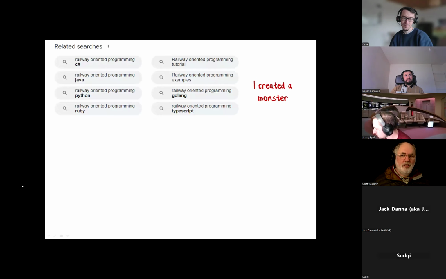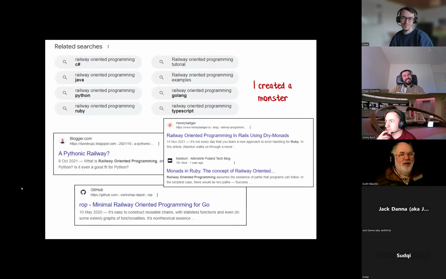The thing is, I didn't realize at the time I was actually creating this monster, because now there's railway programming for Java and C# and Python, Ruby and Go and TypeScript and COBOL. I'm looking for COBOL. Anyway, it's just crazy, right? It's all this stuff. And a lot of these things, I don't even think you need it. These are dynamic languages. Well, not Go, but they don't fit.